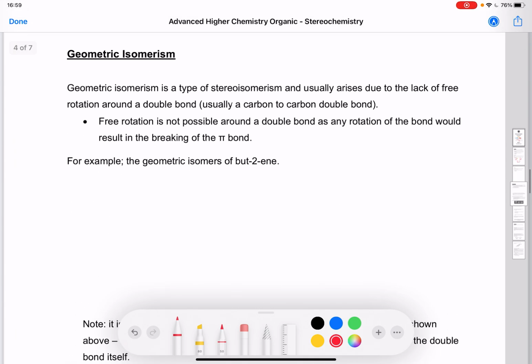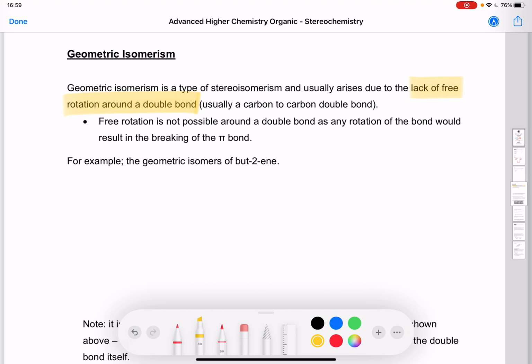Okay, so geometric isomerism. Geometric isomerism is a type of stereoisomerism and usually arises due to the lack of free rotation around a double bond. Now that lack of free rotation around a double bond is usually a carbon-to-carbon double bond. It could be another type of double bond, or it could be a carbon-to-carbon triple bond as well. Any bond that doesn't allow rotation would lead to potentially having geometric isomers.